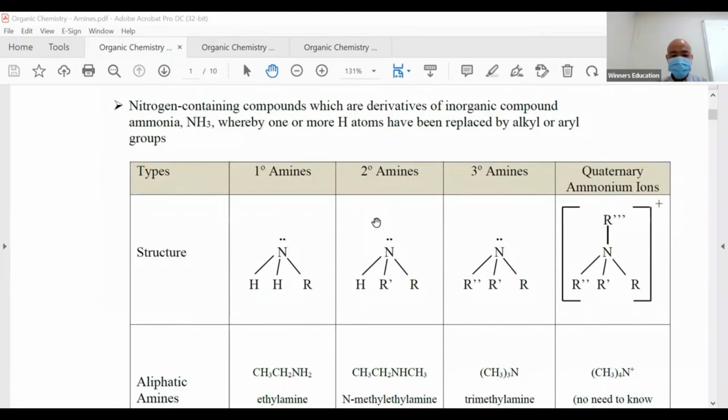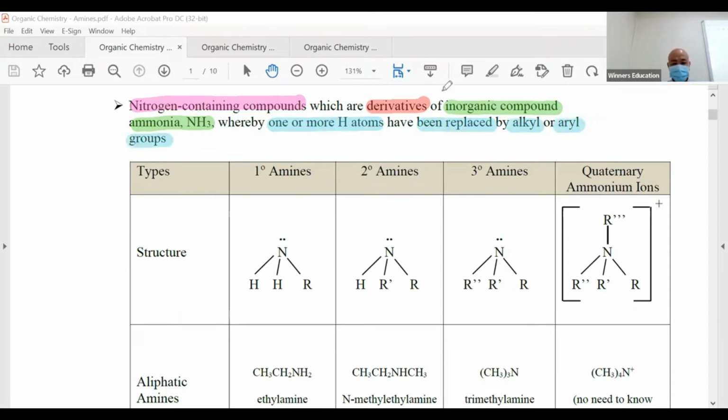So what are amines? Essentially, they are nitrogen-containing compounds which are derived from who? From the inorganic compound ammonia. That's all I want you all to note, all right? Whereby one or more of the hydrogen atoms have been replaced by an alkyl or aryl group.